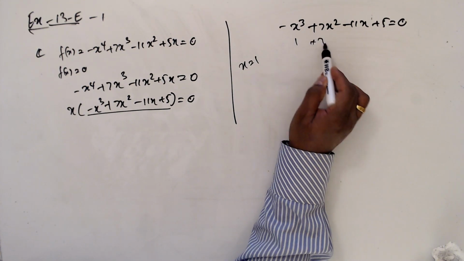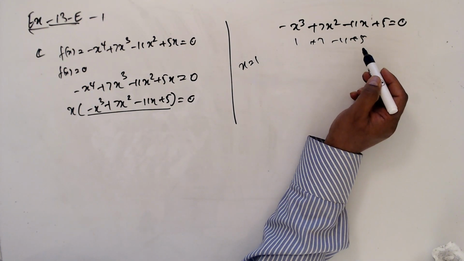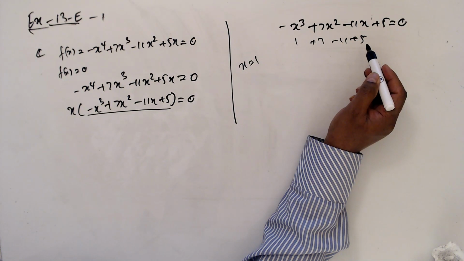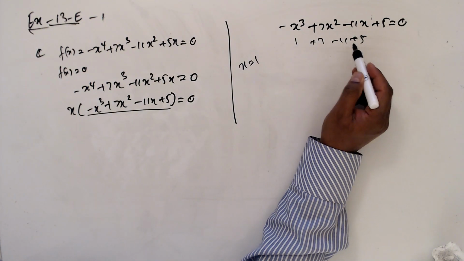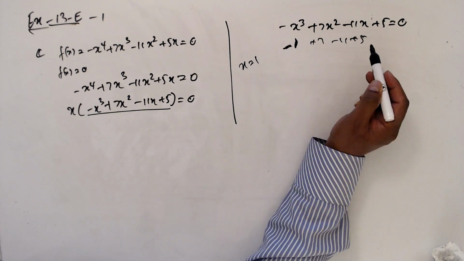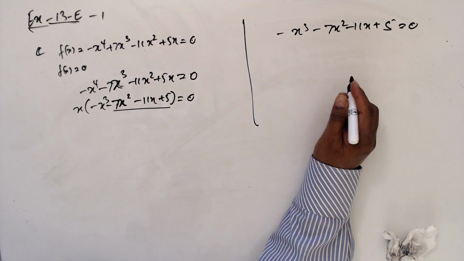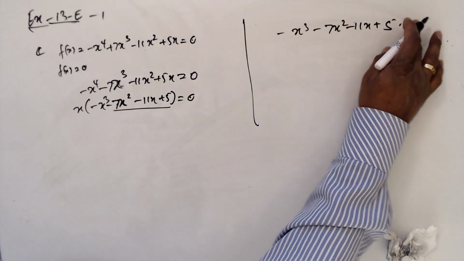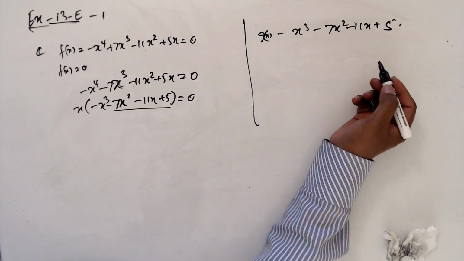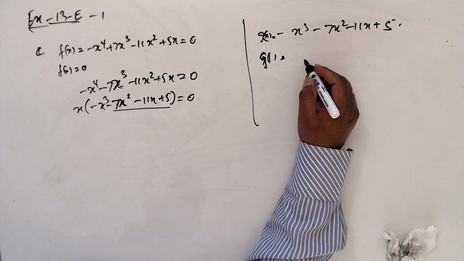1 plus 7 minus 11 plus 5. One minus one. Okay, that's fine. So this is minus 12 plus 12. I think you can remember we took this one as g(x), right? g(x), and then we put numbers and see whether it makes zero. So that's what I did.